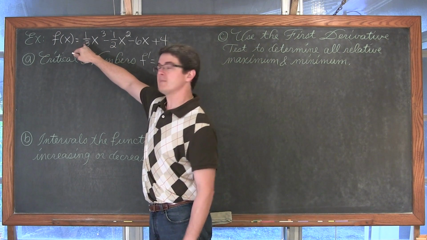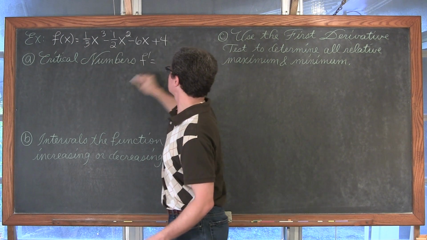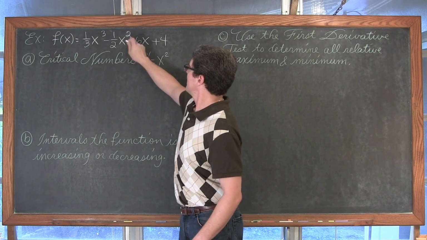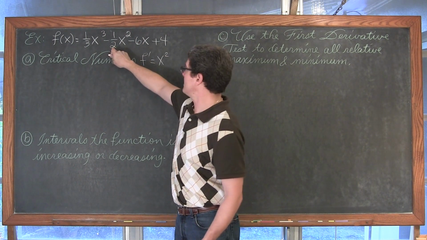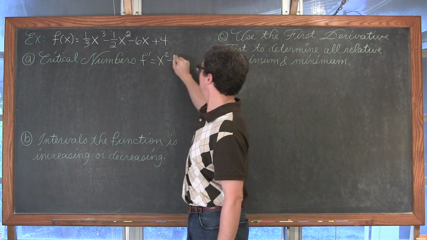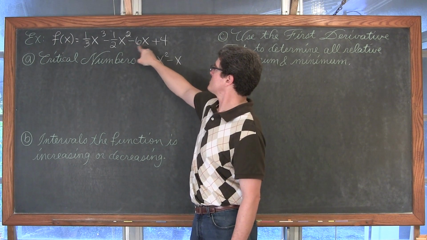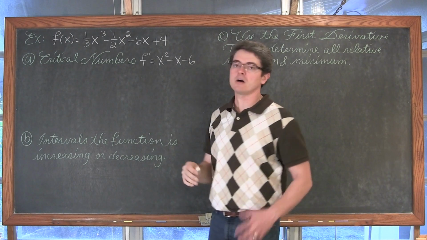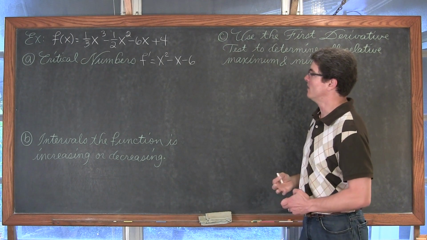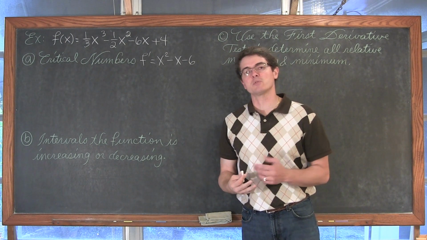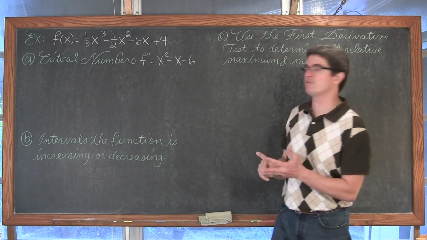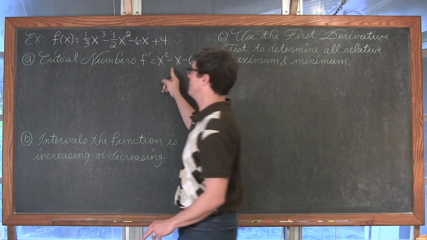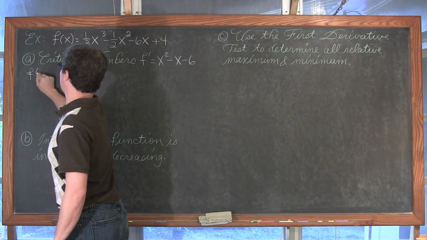So we've got 3 times 1/3, which is 1, so we have x squared. Bring the 2 down, and we get minus 1x, and then negative 6x, the derivative of negative 6x is simply negative 6, and the derivative of a constant is 0. Our critical numbers are where the first derivative is equal to 0 or undefined, so I want to set this equal to 0.